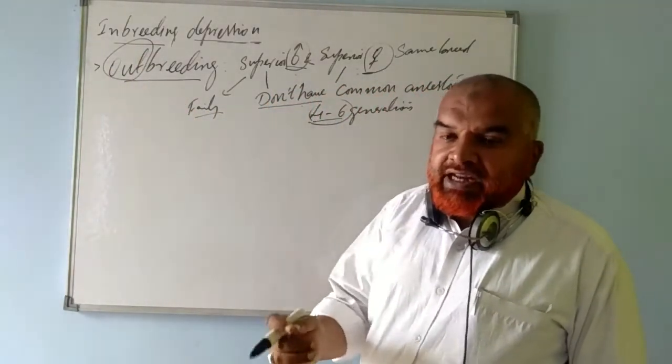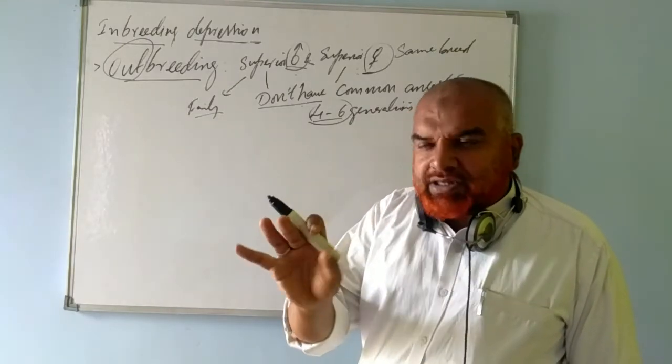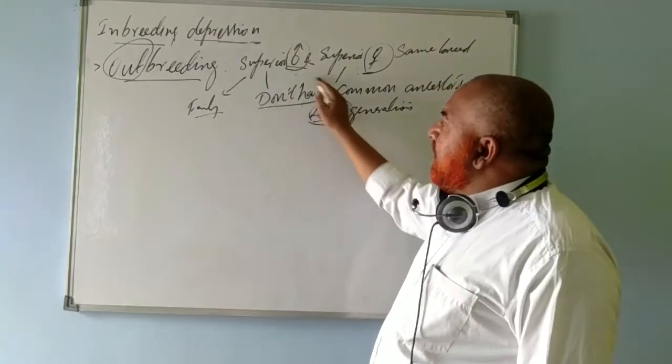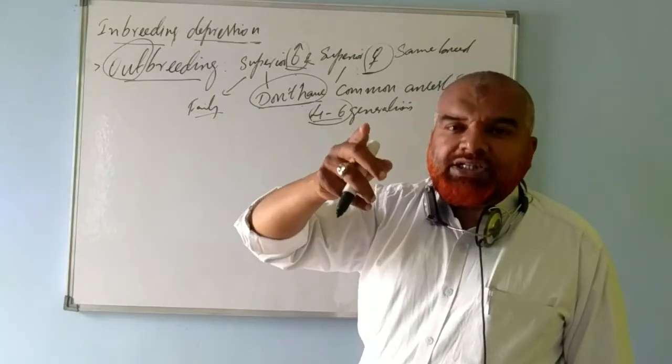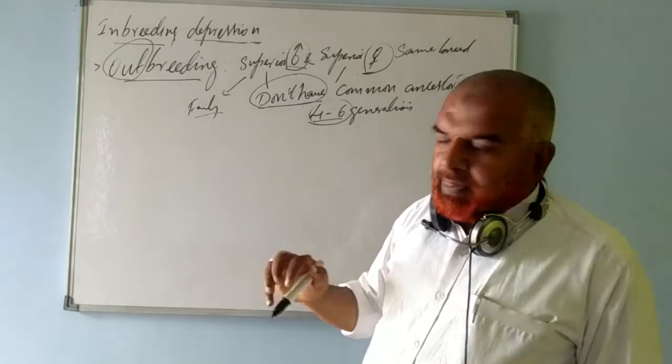Opposite to inbreeding, where what is inbreeding? Cross between a superior male and superior female of the same breed. Correct. Till that definition, this also holds good the same. But what is here? Do not have common ancestors in outbreeding. Whereas in case of inbreeding, they have what? Yes, common ancestors, 4 to 6 generations. Right? Now I hope it's clear.